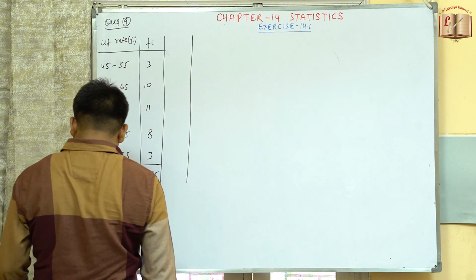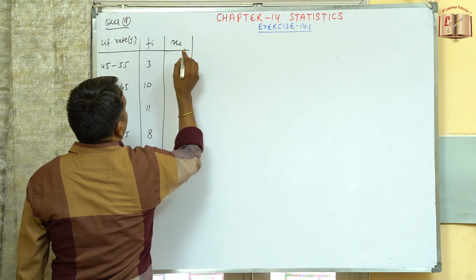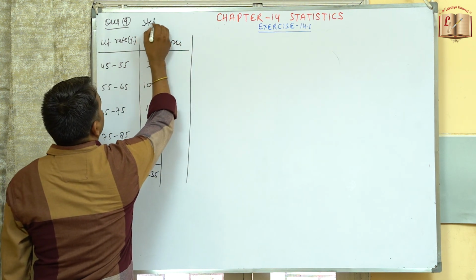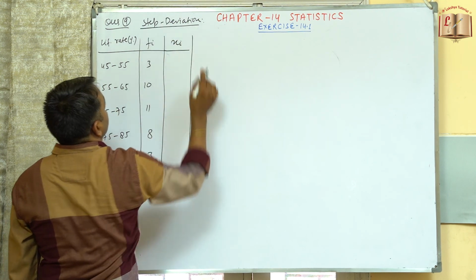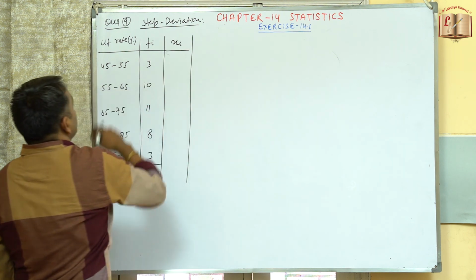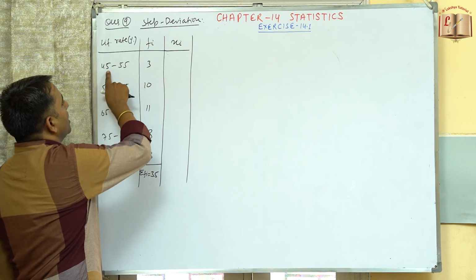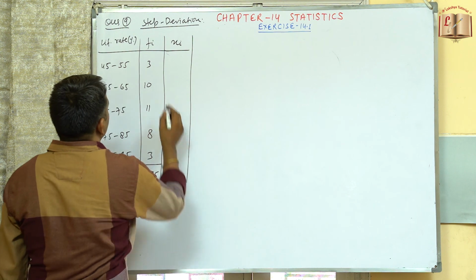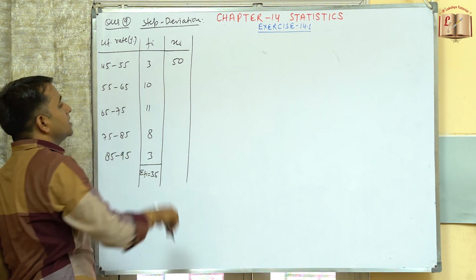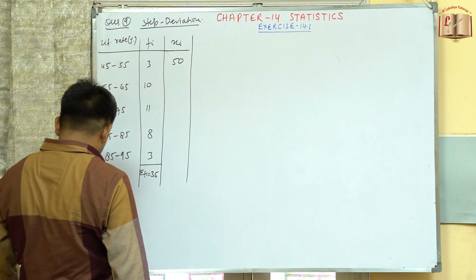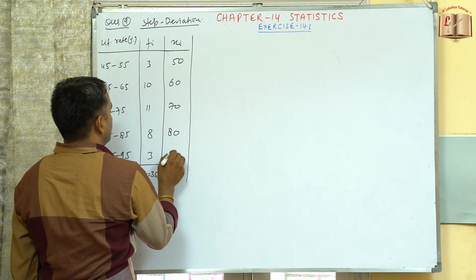Again we'll find this xi over here, and we are taking the step deviation method. Now we can calculate the xi. Xi will be the sum of lower limit and upper limit divided by 2. So this will be 100 by 2, which is 50, and for the next, the difference is 10. So adding 10 to it, 60, then 70, then 80, then 90.